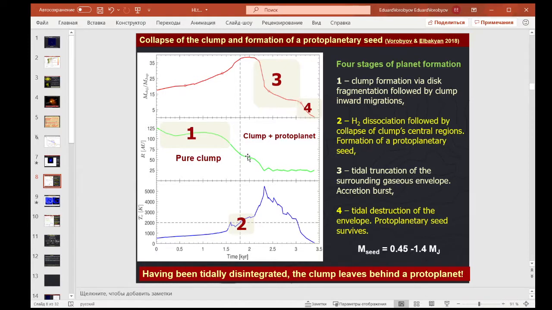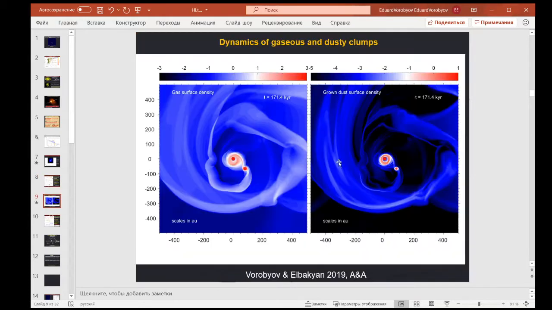However, as the clump approaches the star, the tidal truncation occurs. See the process here, the mass reaches a peak mass here, and then the mass of the clump quickly drops. This is the tidal truncation, and the accretion burst occurs here. And in the final stage, the clump is fully disintegrated. However, the core is supposed to survive, the core of the clump, and we calculated the seed core, and its mass is about 1 Jupiter mass. What you saw before was the dynamics of a pure gaseous clump.